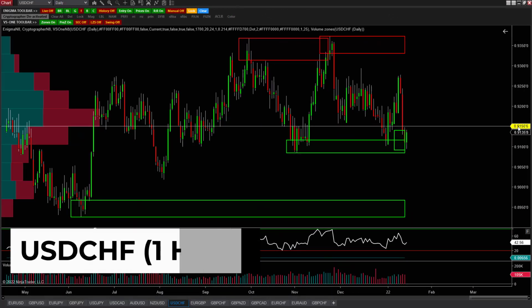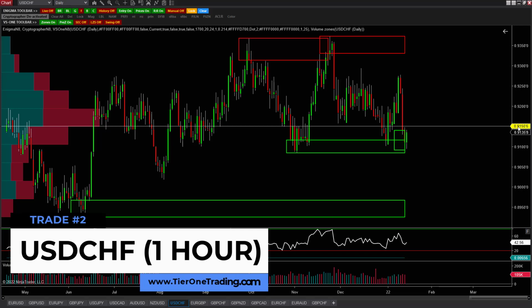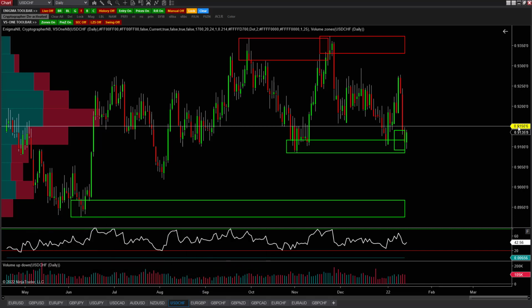Trading idea number 2 is going to be on the dollar Swiss. We're going to start on the daily chart and work our way down. Actually, we're going to start on the 4-hour chart. But on the daily chart, you can see we're in a period of consolidation. Our most recent move was a move down to our lower VS1 level of structure support.